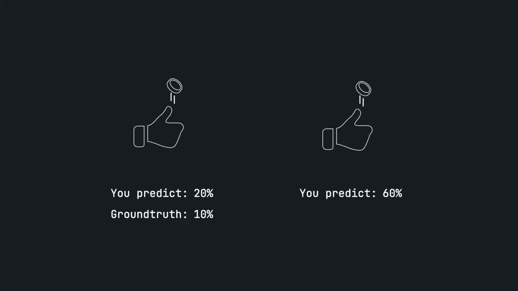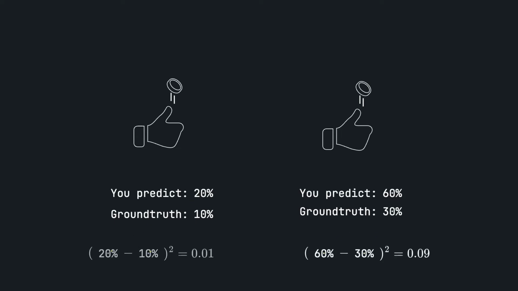Say you have two biased coins. For the first coin, you predict that it gives head 20% of the time, but it turns out the real probability of head is only 10%. For another coin, you predict that it gives head 60% of the time, but it turns out that the real probability is only 30%. Mean squared error will penalize you for the second prediction more than the first, because you were off by 30% in your second prediction, while in the first prediction you were off by only 10%.